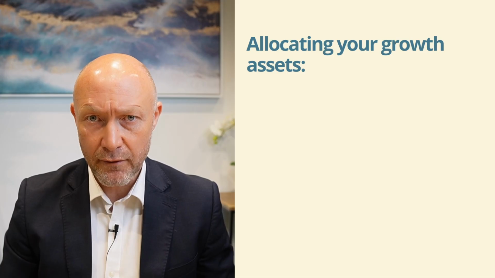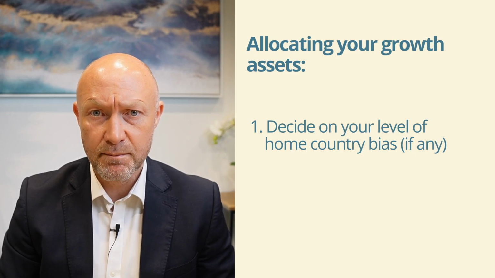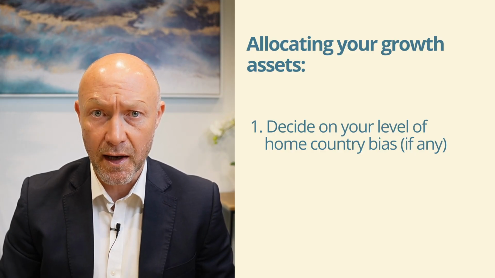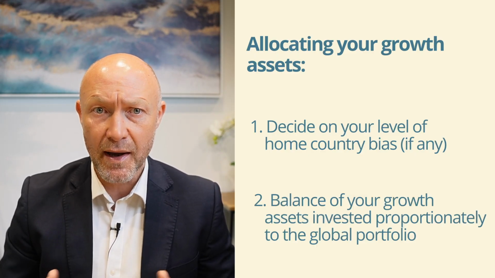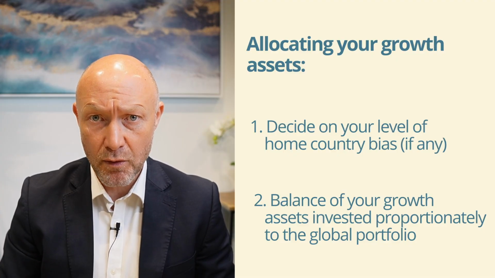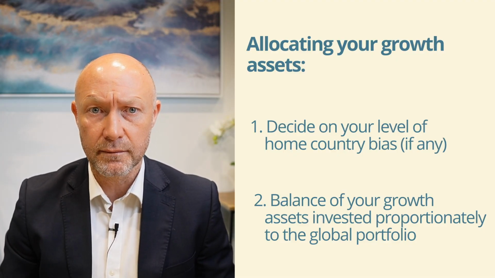Once you've decided on your level of home country bias, there isn't much benefit to over or under allocate to the other economies or regions, and so the balance of your growth assets should be allocated proportionally to the global portfolio. Aside from any home country bias you intentionally introduce, following this method will ensure your growth assets are well diversified. However, it will still be exposed to global stock market movements, which as a group can be volatile and go up and down in value. Hence, it's important to consider how much you should allocate to defensive assets, which we will look at next.